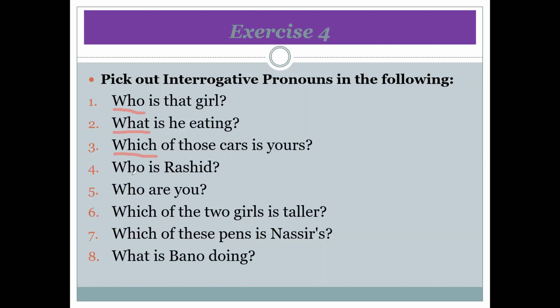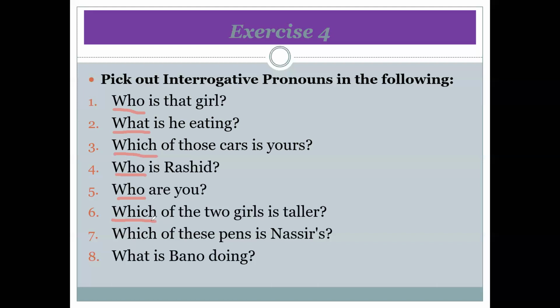Who is Rashid? So the word who is an interrogative pronoun. In number 5, who are you? Here the word who is an interrogative pronoun. In number 6, which of the two girls is taller?